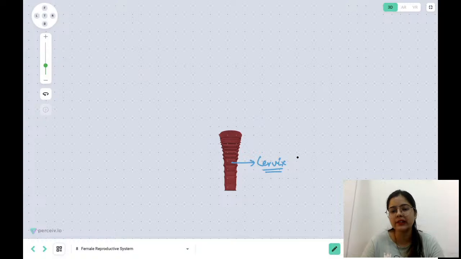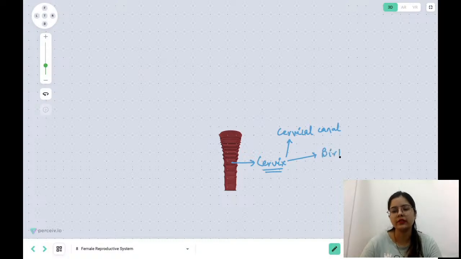Related to cervix, there are two terminologies. One is called the cervical canal and the other is called the birth canal. So it can be your cervical canal or it can be your birth canal.